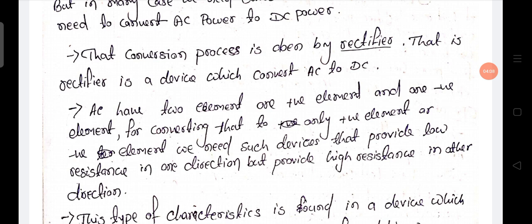In previous classes we have already seen that a PN junction diode conducts current in forward bias, but conducts no current in reverse bias. So here we use the PN junction diode, or simply the diode, in the rectifier circuit.